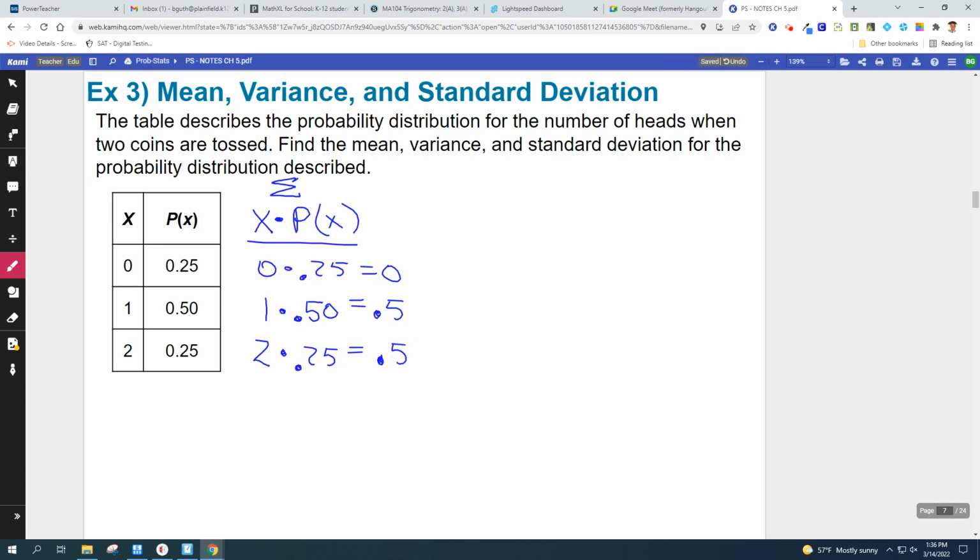What we want to do for the mean is we want to add those things up. Well, you add those things up and you're going to get 1, right? 1.0. So there's your mean, your mu. Mu equals 1.0. That's the mean.